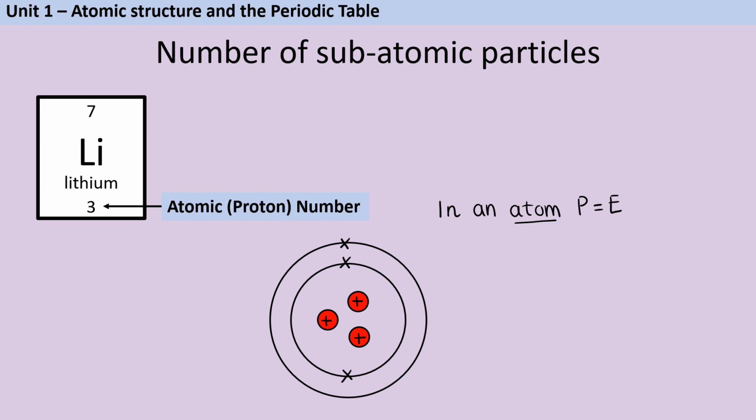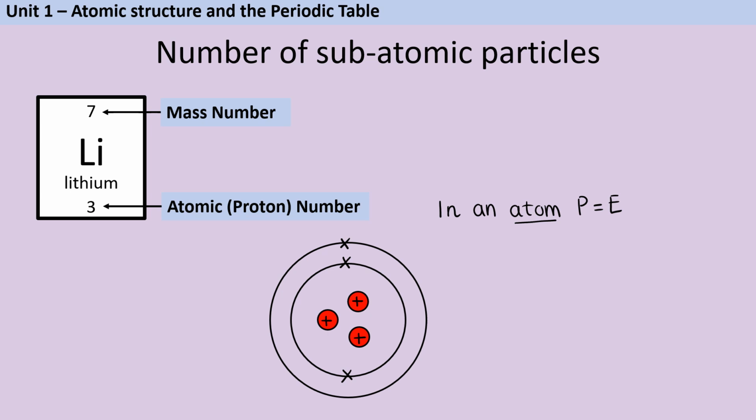The other number on this periodic table square is called the mass number. You might have seen it referred to elsewhere as the relative atomic mass. To cut a very long story short, some elements have more than one possible version of the atom, called isotopes, although all of those isotopes will still have the same number of protons. And the relative atomic mass is the average mass of those isotopes.